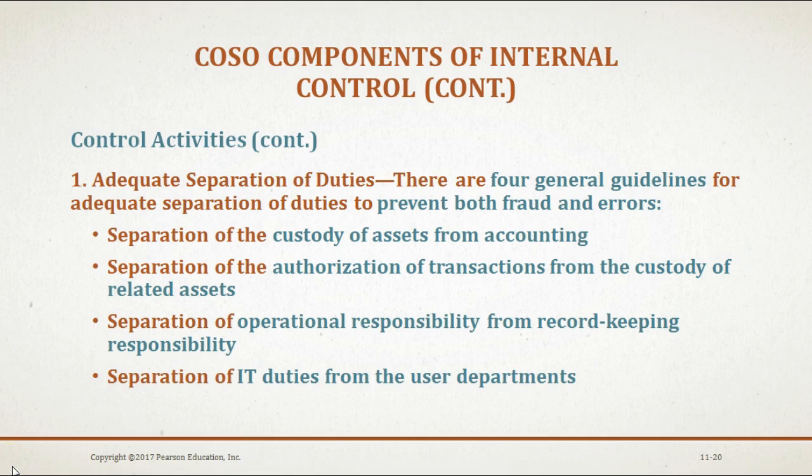There are 4 general guidelines for adequate separation of duties to prevent both fraud and errors. The separation of the custody of assets from accounting. The separation of the authorization of transactions from the custody of related assets. The separation of operational responsibility from record-keeping responsibility, and the separation of information technology duties from the user departments.